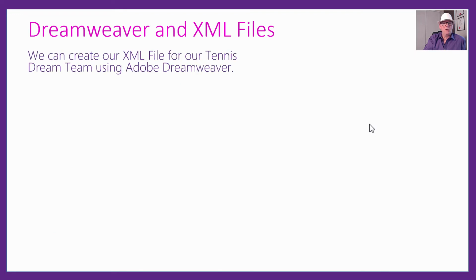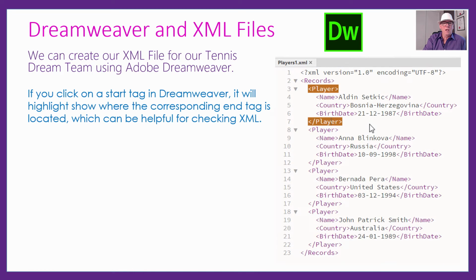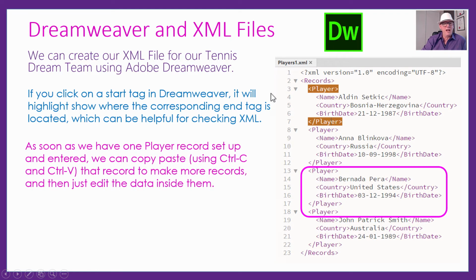You can use Adobe Dreamweaver if you've got that. Some of you might use that for doing HTML. Now, if you click on one of the start tags, like for the player record here, it will automatically highlight the end tag. So you can see, oh, that's where it begins, that's where it starts. Everything inside here must be data about the player. So it's kind of got that feature, but it really doesn't have much else. And you can set up one player and copy and paste them to make the others.